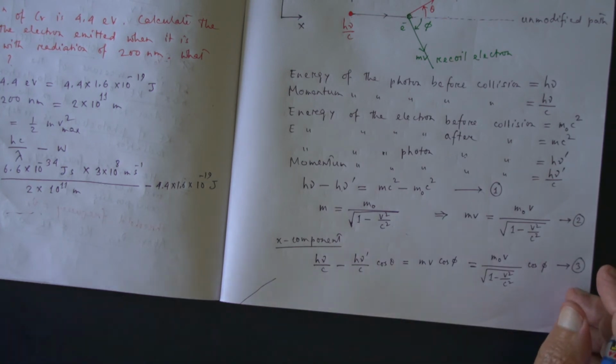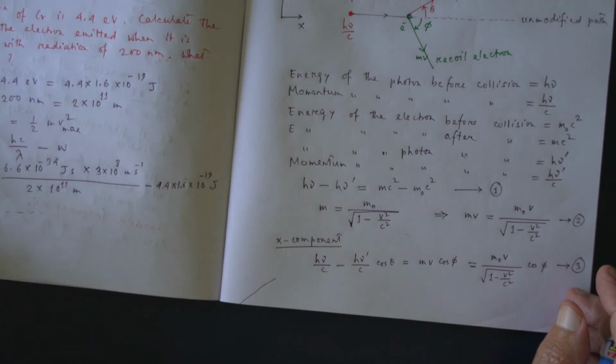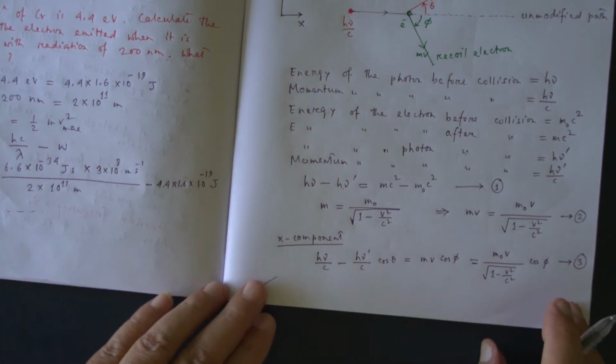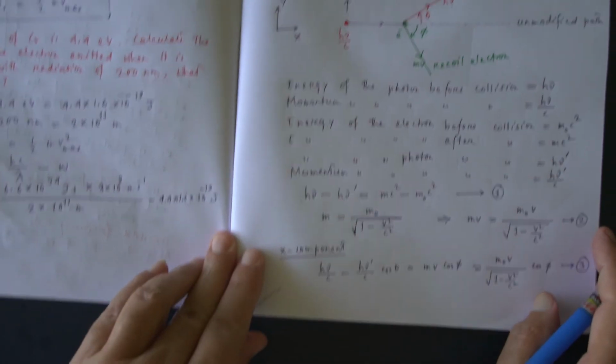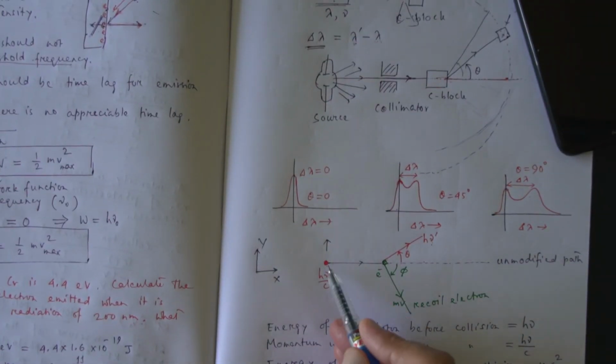Next, say y component of momentum. So what is the y component of momentum of the photon here? So y component of momentum will be 0, okay.